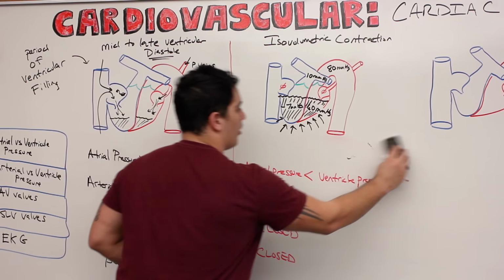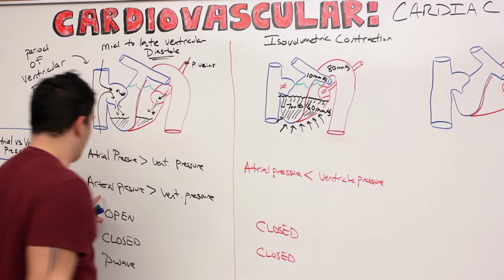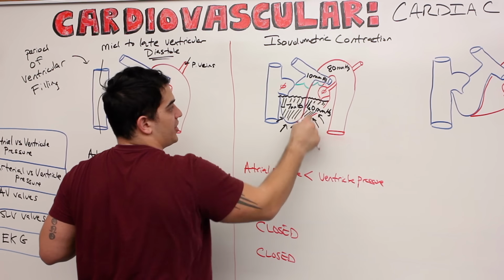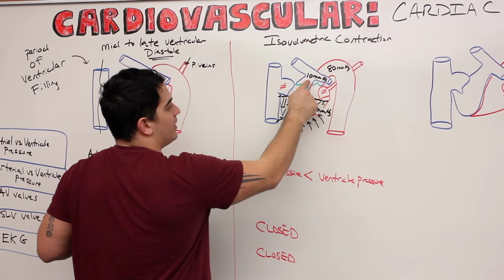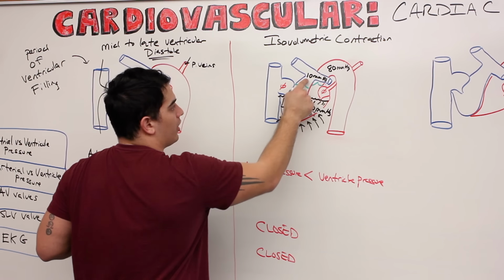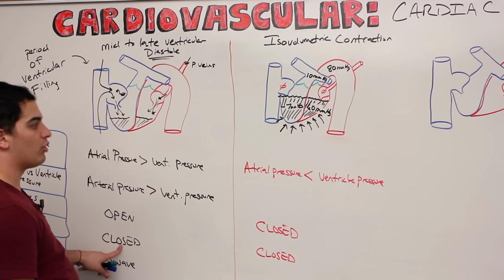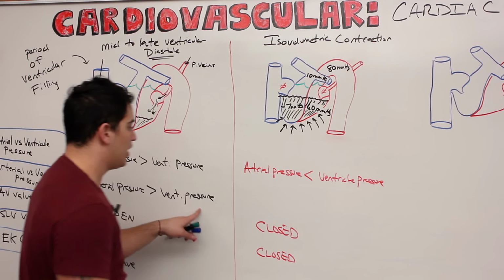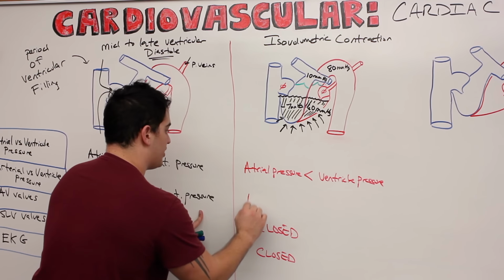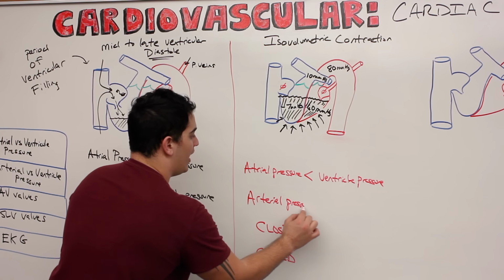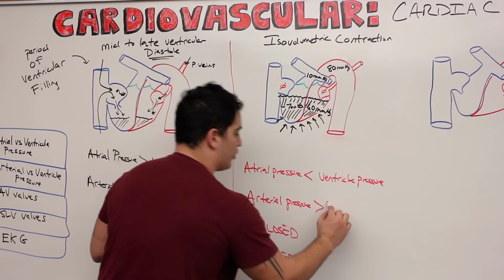And then we also know that the arterial pressure, 80, 60, is still greater than the ventricular pressure, and then 10, 7, look, this is still going to be greater than the actual ventricular pressure. So if that's the case, that's why the semilunar valves are still going to be closed. So this is the same thing here. The arterial pressure is still, at this point in time, greater than the ventricular pressure.